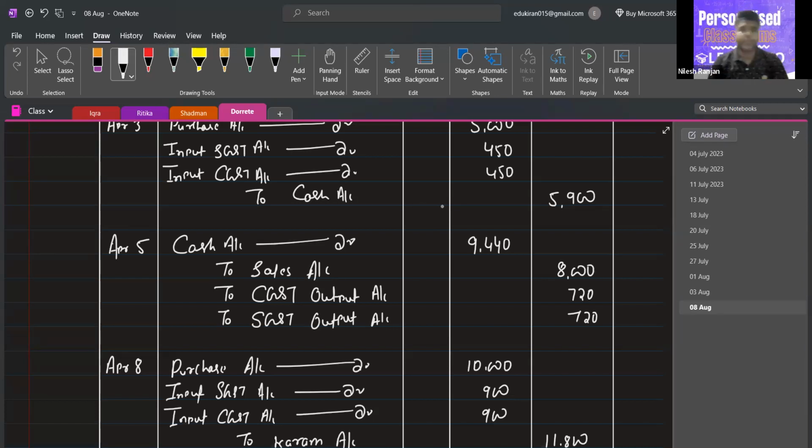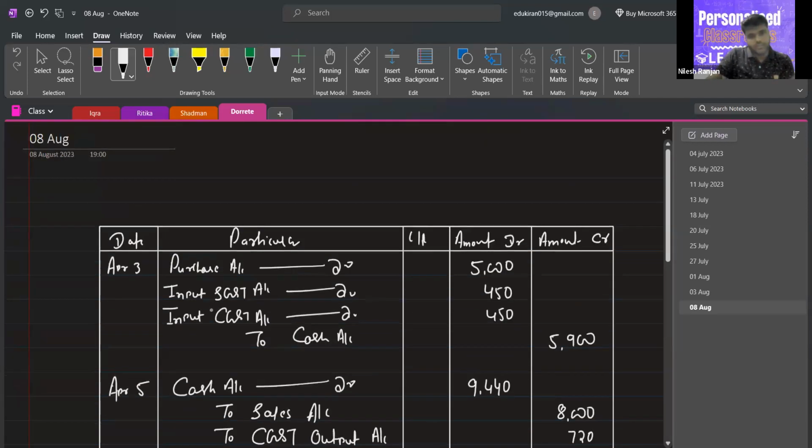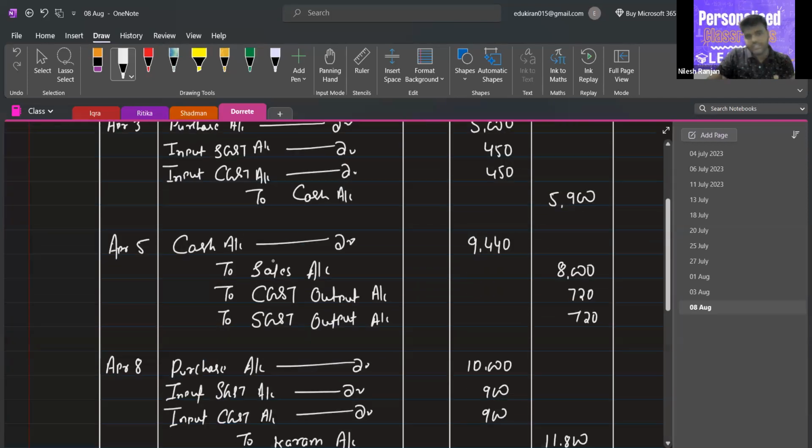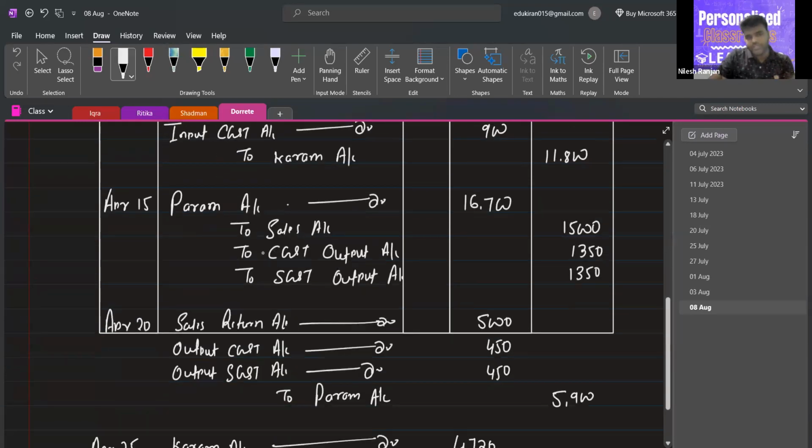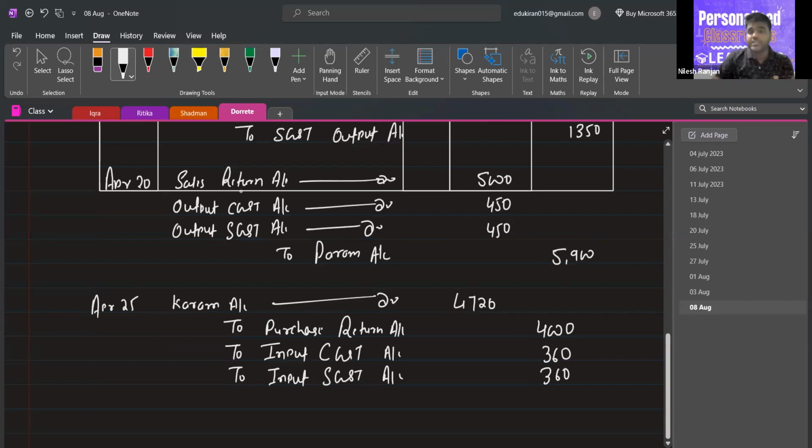Okay, so you can see here, in first entry, GST is along with purchase. In second entry, GST will be along with sales. In third entry, again, GST is with purchase. In fourth entry, it is with sales. In sixth entry, it is with sales return. And in seventh entry, it is with purchase return. So on which side purchase and sale is written, we will write GST on the same side. Okay. So this is the solution of your test question.